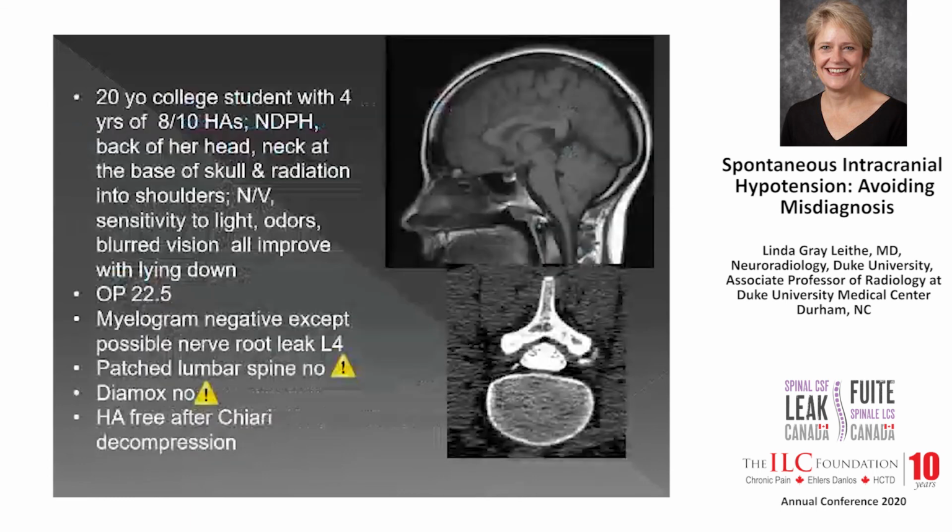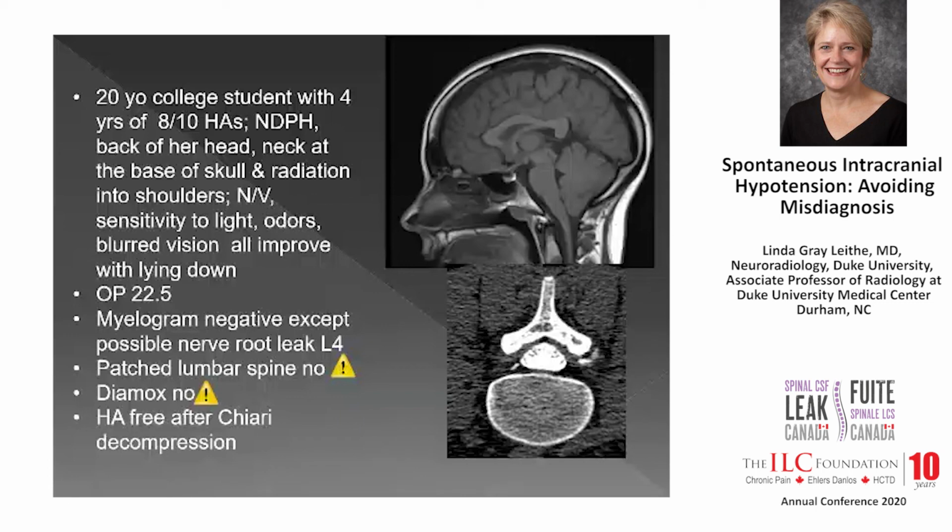So this question came up in this 20-year-old who had had 4 years of headaches that she rated at 8 out of 10. They were new daily persistent headaches at the back of her head and neck, and radiated into her shoulders. She had nausea, vomiting, sensitivity to light and smells, and blurred vision. And all of these symptoms improved with lying down. Her opening pressure was 22.5.